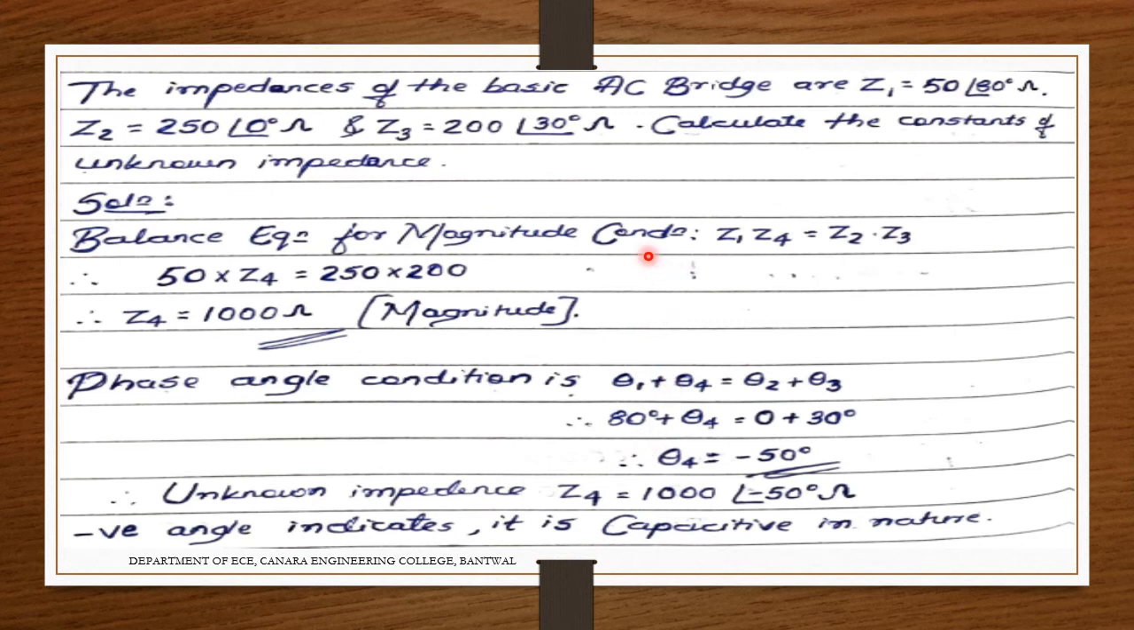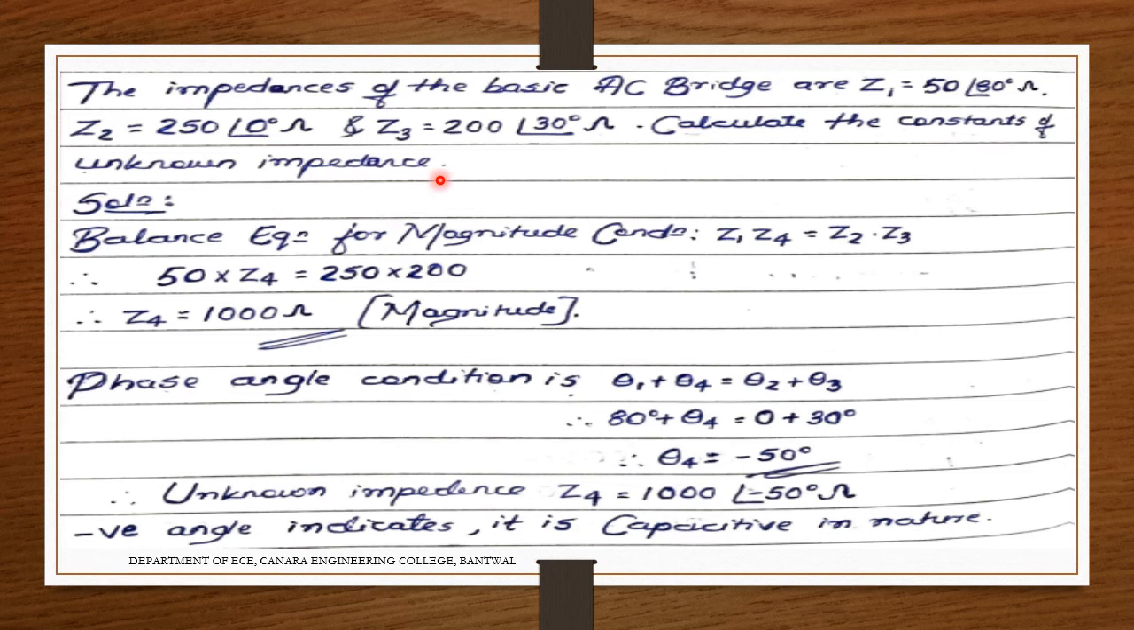Another problem that is on the capacitance only. The impedances of the basic AC bridge are Z1 is equal to 50 at an angle of 80 degree ohm, Z2 is equal to 250 at an angle of 0 degree ohm, and Z3 is equal to 200 at an angle of 30 degree ohm. Calculate the constants of the unknown impedance.